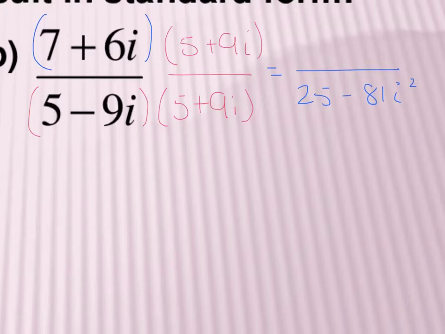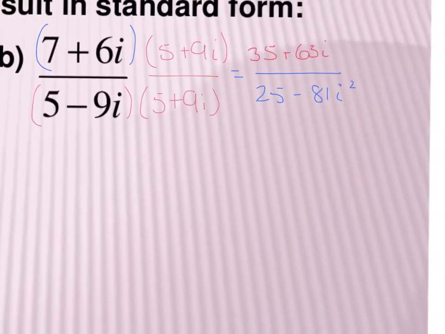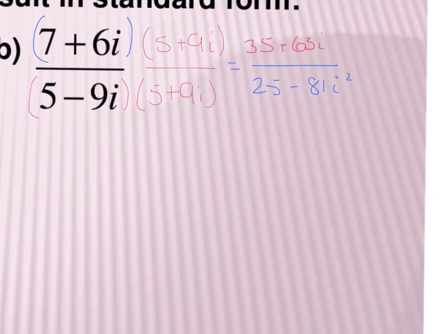So we're going to do the first. 7 times 5 is, 7 times 9i. Then we have 6i times 5. Okay. We get 30i, and then I have 6 times 9i is, good, 54i squared.